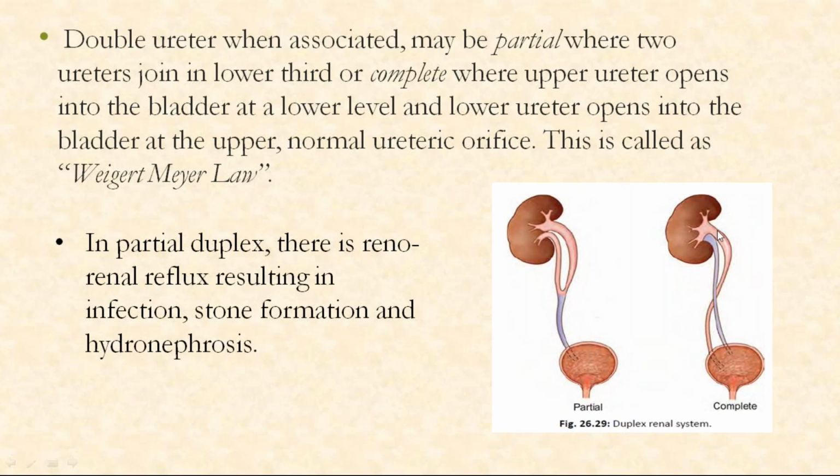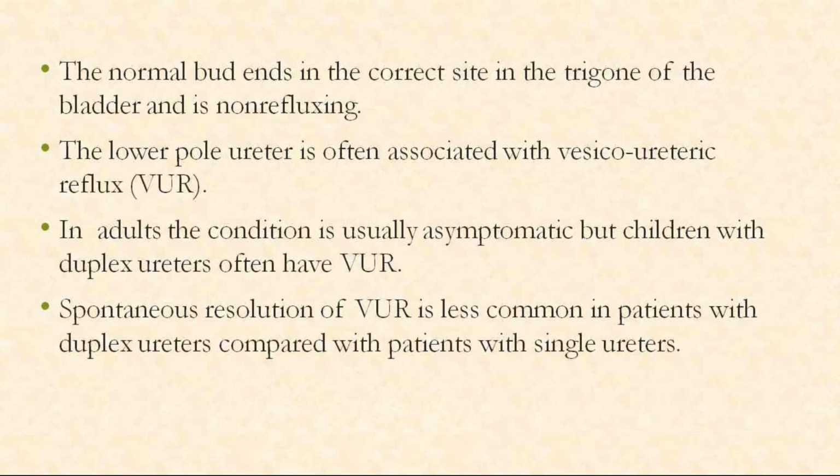Follow this upper ureter. This upper ureter is opening lower, whereas this lower ureter is opening upper. So remember, that is the Weigert-Meyer rule. According to the Weigert-Meyer rule, the upper pole ureter opens in a more lower position, whereas the lower pole ureter is located in a more upper position. These are more prone to reflux, obstruction, and stone formation.